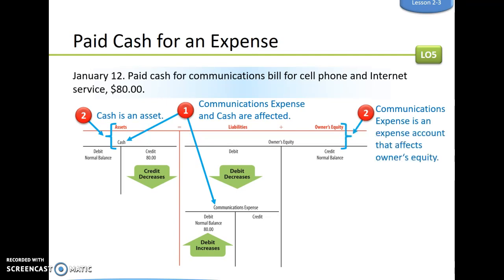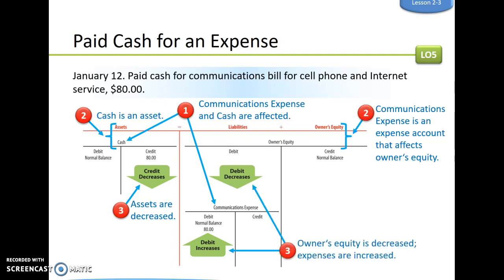Cash is an asset. Owner's equity is the category for communications expense. Your asset decreases and your expenses are increased. Even though the owner's equity is decreasing, you're decreasing it on the debit side, because it is a contra account to your owner's equity, that decrease in your owner's equity says I have an increase in my communications expenses. So you debit your communications expense.